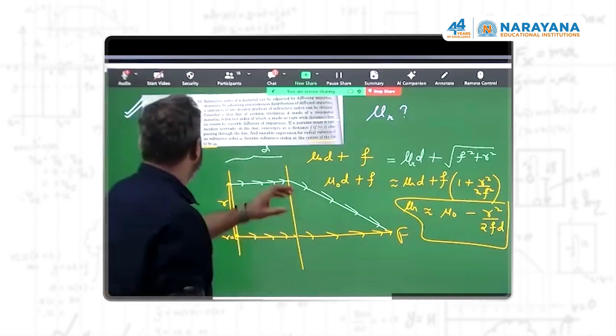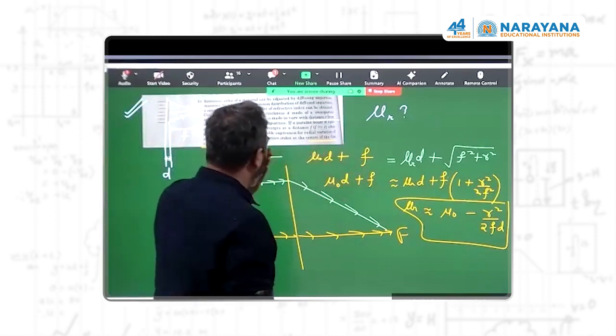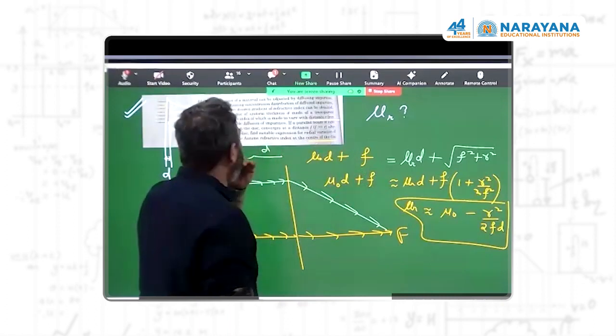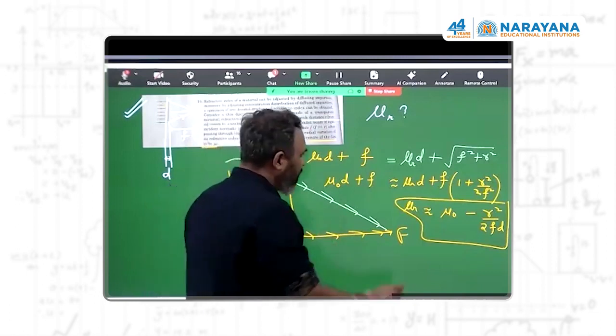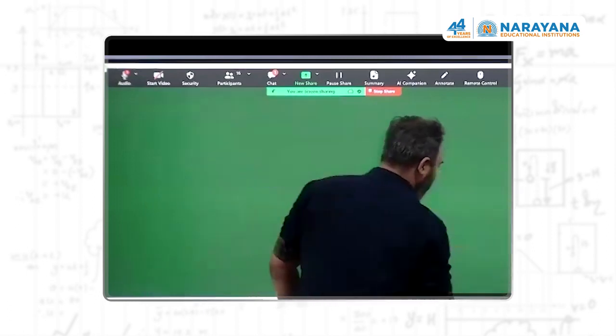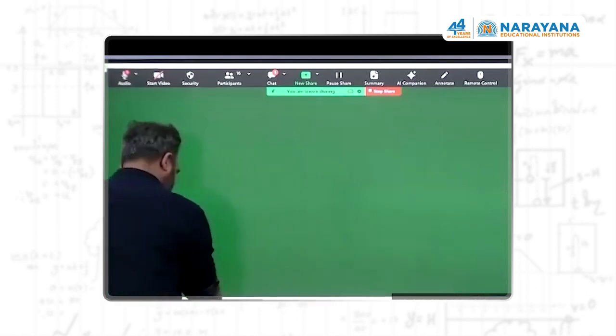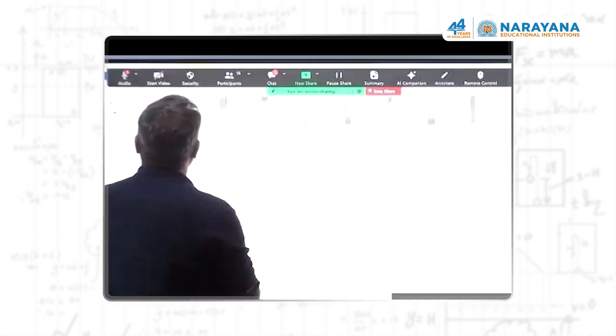Now there is an extension to this problem also, which is nicely fabricated in terms of the shape of the interface. I'll come to it, but before that, let me take up a more conventional problem for JEE.